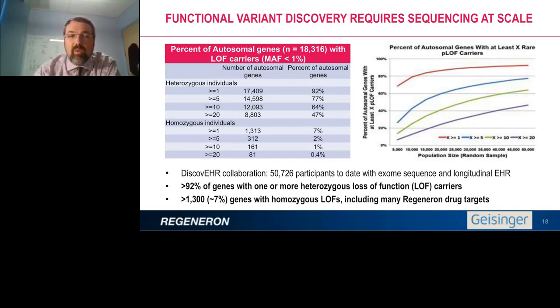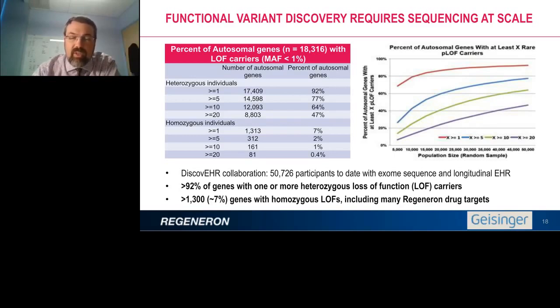is if you want to accrue more than one individual who's a heterozygous loss-of-function carrier, well, we can do that, and if you look in terms of the number of autosomal genes where we have at least one or more individual carriers of heterozygous loss-of-function variants, we have 92% of the genes that we are looking at, of the 18,000 that are in our list, where we have at least one heterozygous individual across these 50,000 people.